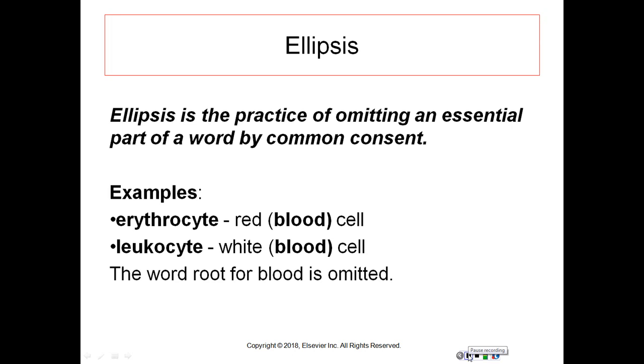Again, I cannot stress this enough. When you're learning terms built from word parts, if you just memorize the prefix, suffix, and word roots, you'll be fine. There's no reason to learn organomegaly. Once you know that megaly means enlargement and organo means organ, you've got it, okay?